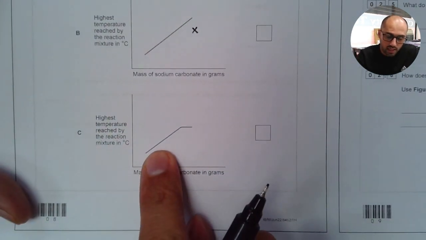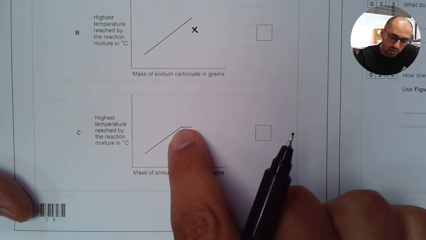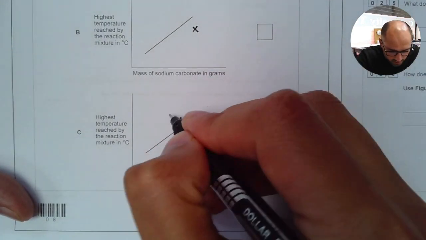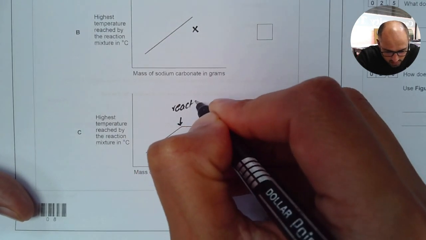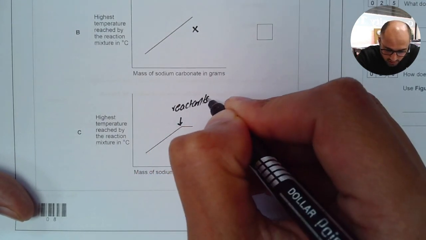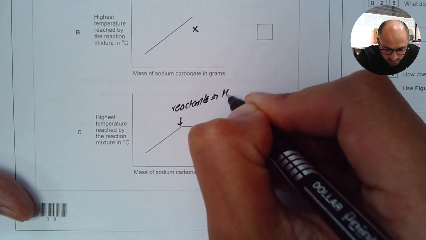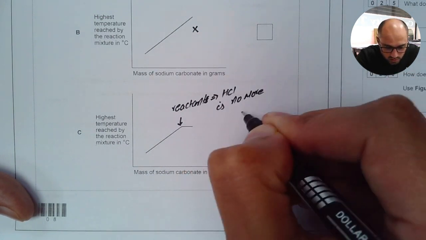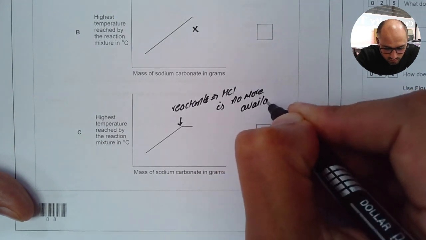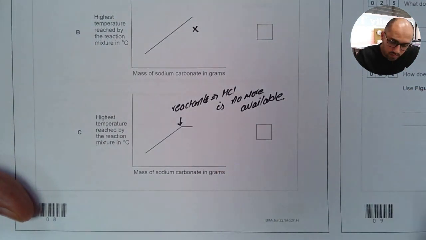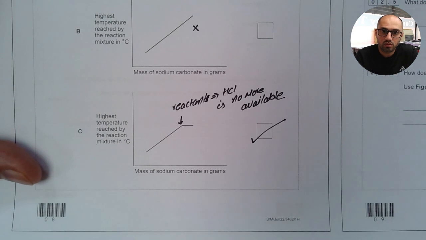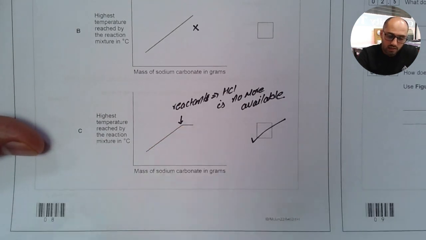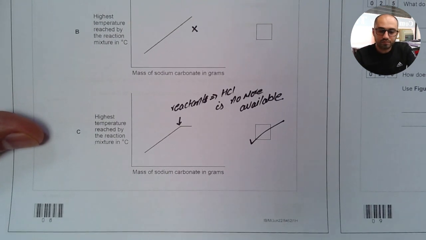In this case, what is happening? The temperature keeps on increasing. And at this location, what has happened, I can say my reactant, which is HCl, is no more available. So in this case, my answer will be this because there's no more change in temperature taking place, and therefore I can say this is my answer.